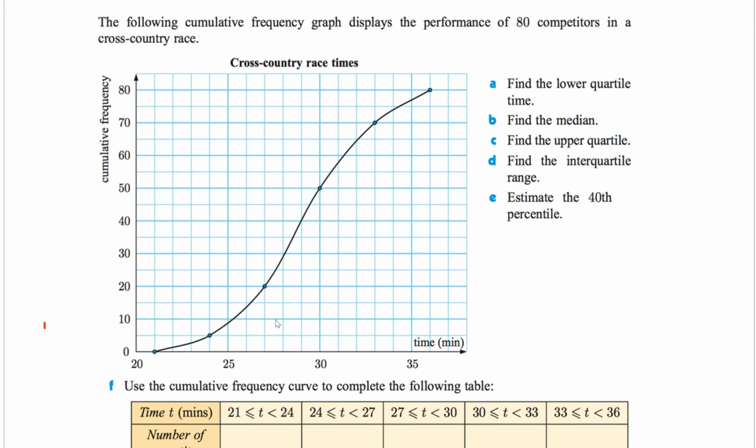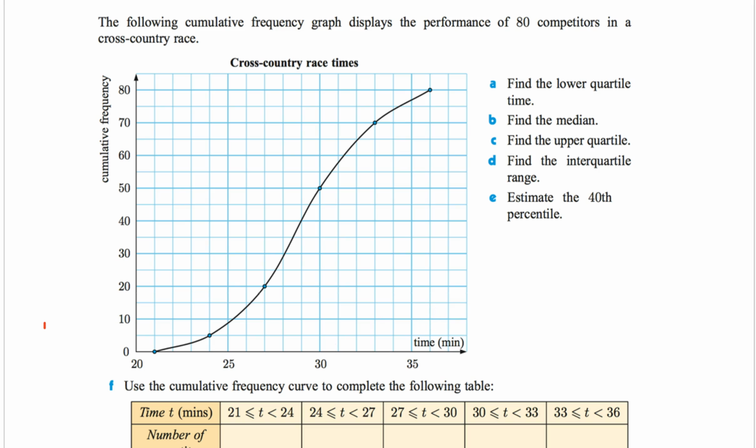So let's look at the example right here. The following cumulative frequency graph displays the performance of 80 competitors in a cross-country race. So let's look at this, right? So notice 80 is my max. Right there. There are 80 people in the race. Now these are different times. So you could go as fast as 21 minutes, it looks like, and as slow as 36 minutes. So let's look at the questions.